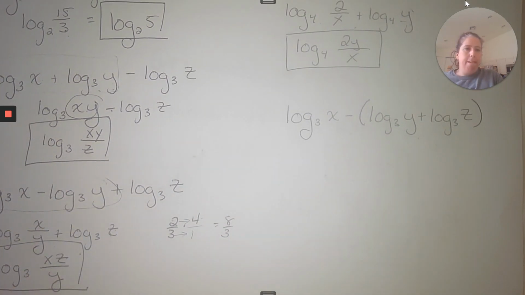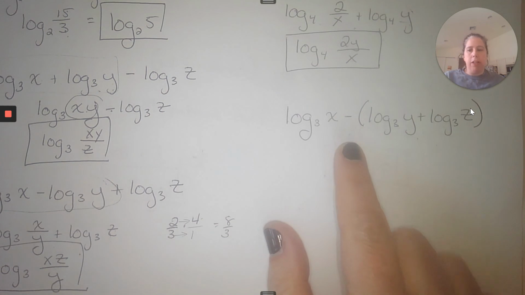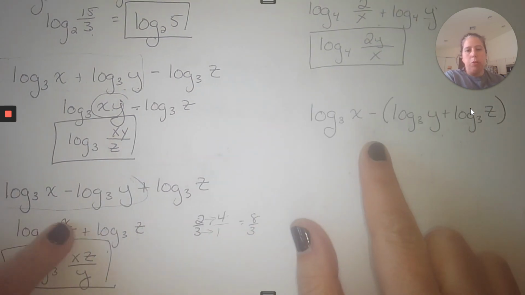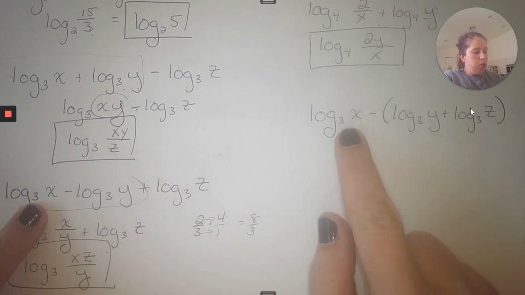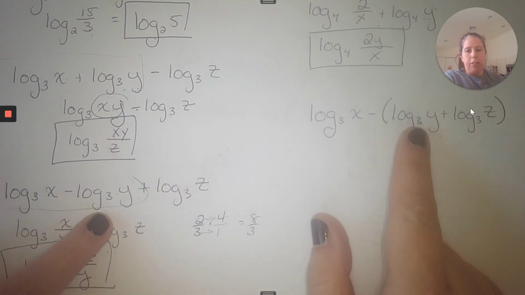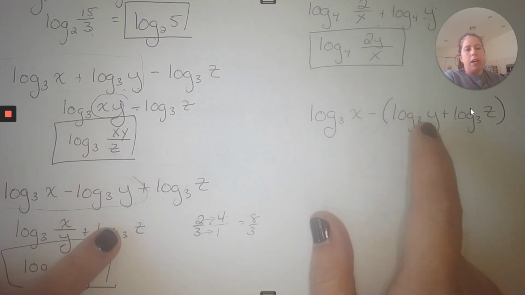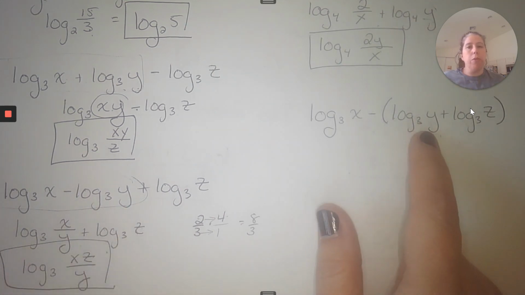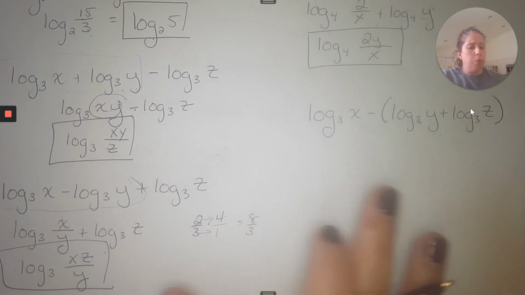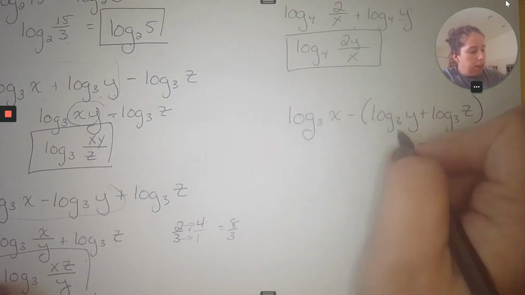All right, so this problem right here looks pretty similar to the one we just did over here, right? The big difference is everything's in the same order. So we've got log base 3 of x, then minus, then log base 3 of y plus log base 3 of z. The difference is I put this in parentheses. Now remember, order of operations says you always do your parentheses first, correct? So we're going to do this first.